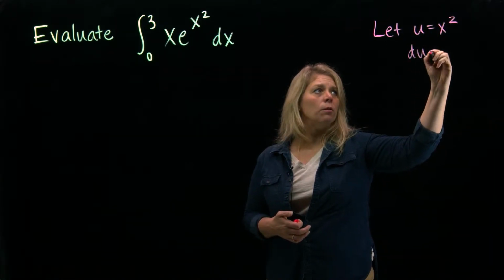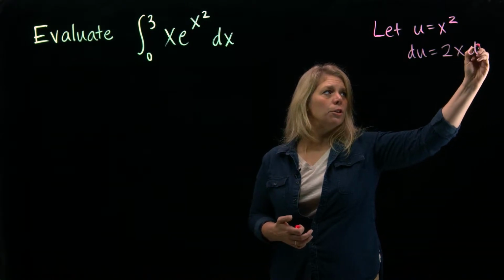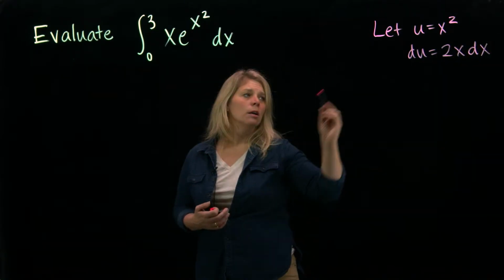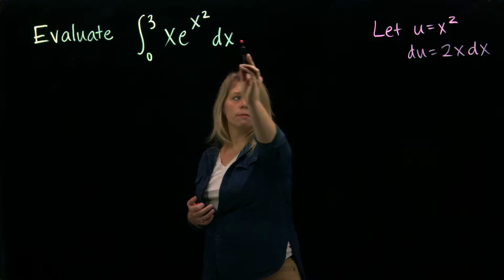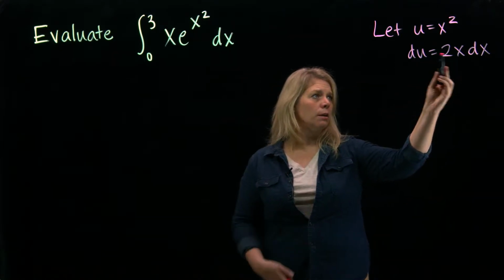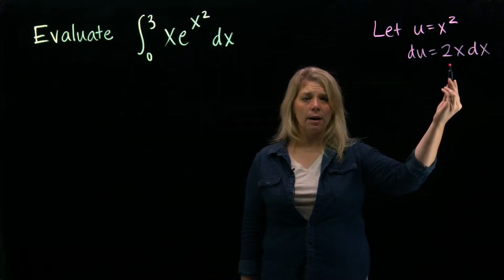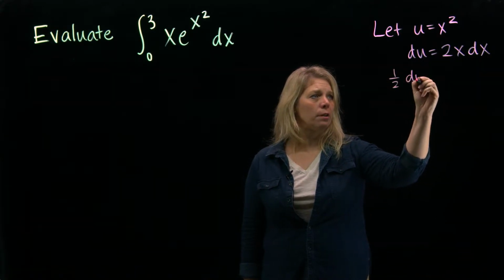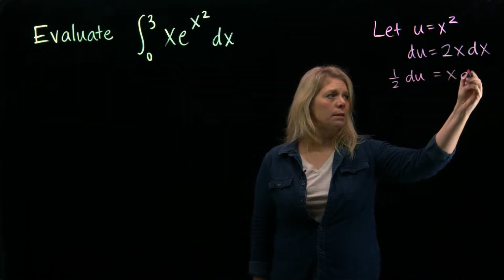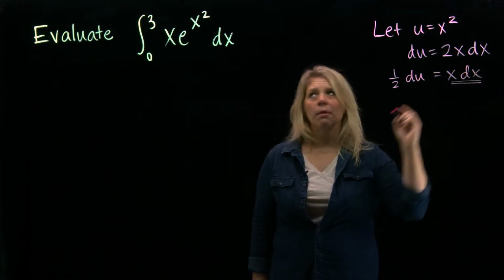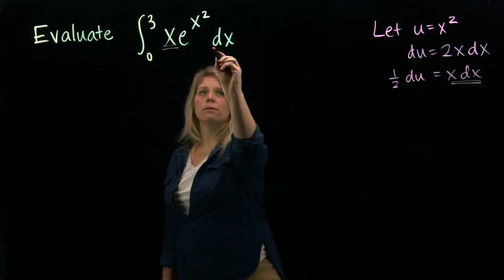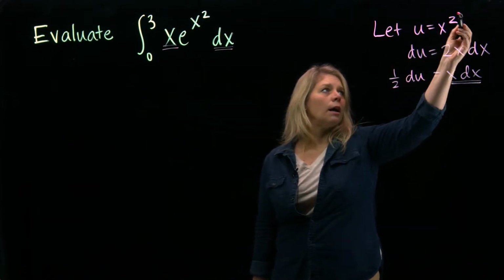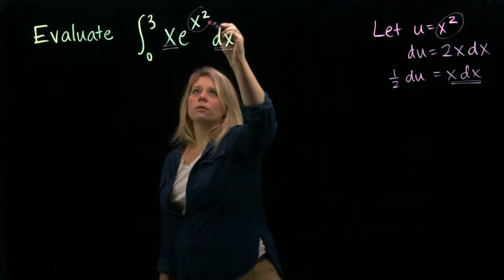And our du would be 2x dx, which accounts for all the variable parts of this. I do have this extra 2 here, which I need to deal with. So we talked about how to do that. You can divide through by 2. So you would have 1/2 du equals x dx. And my x dx is accounted for here. My x squared accounts for this.